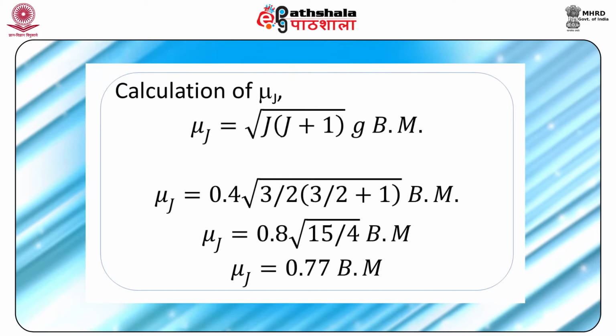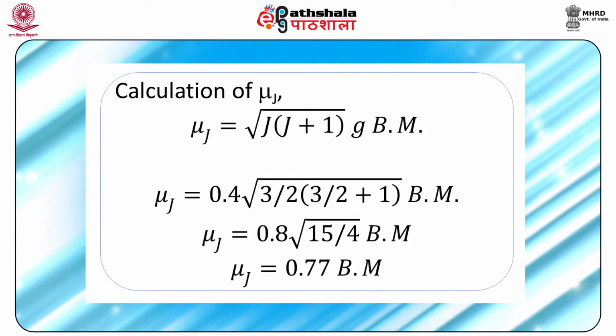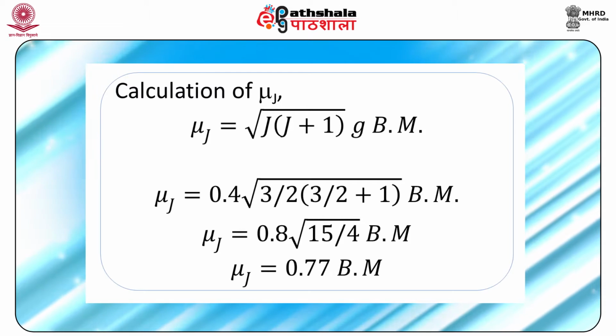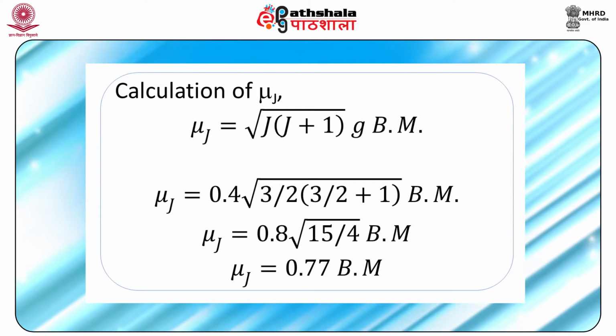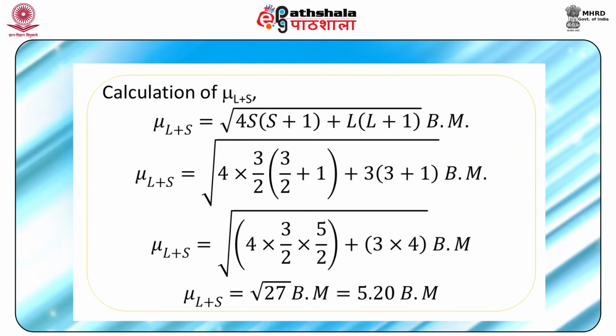Now the calculation of mu J. Mu J is equal to sqrt(J(J+1)) g Bohr magneton. Now putting the values of g and J, mu J comes out to be 0.77 Bohr magnetons.